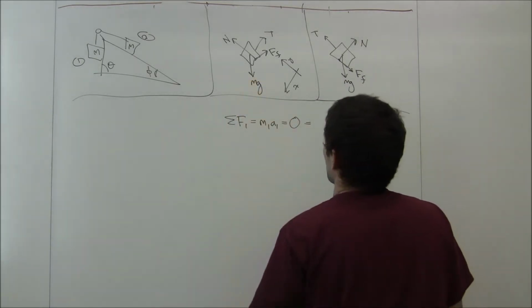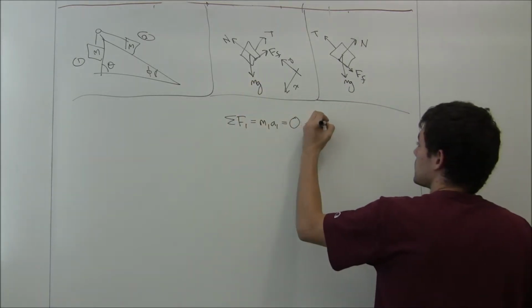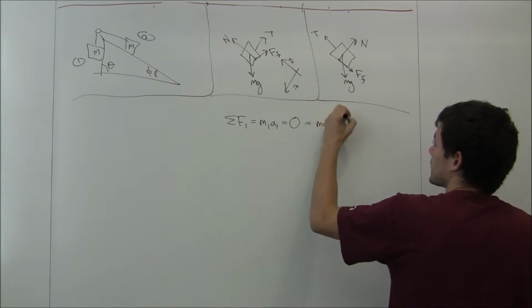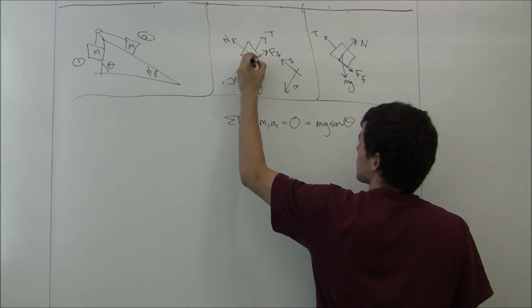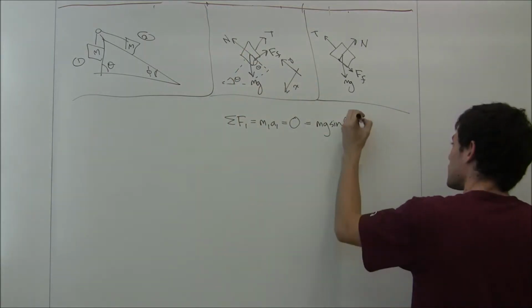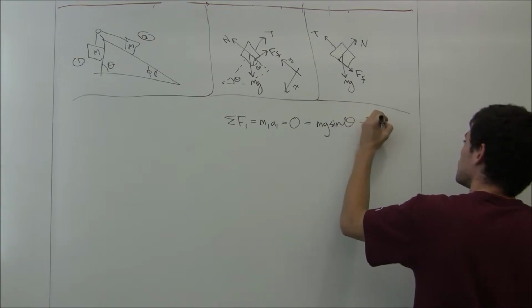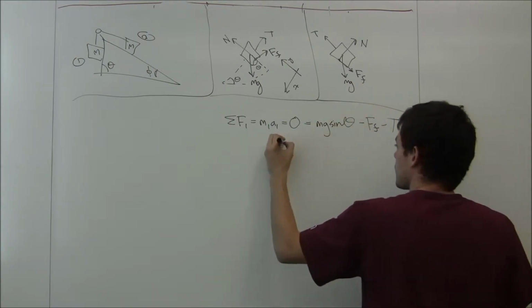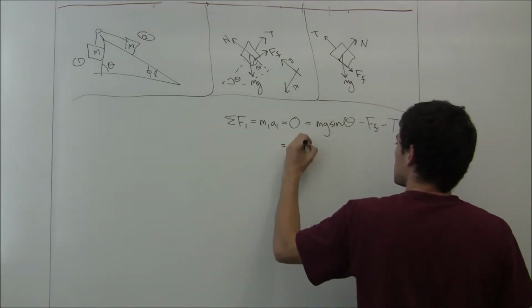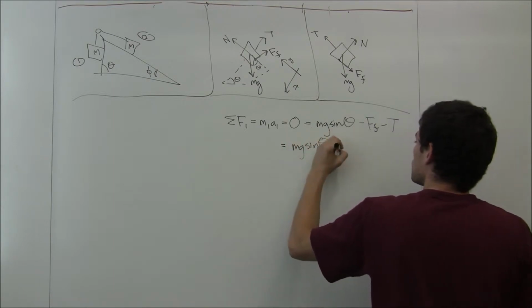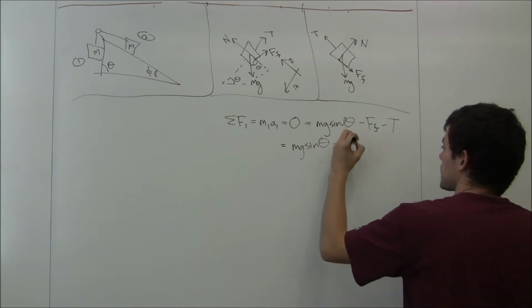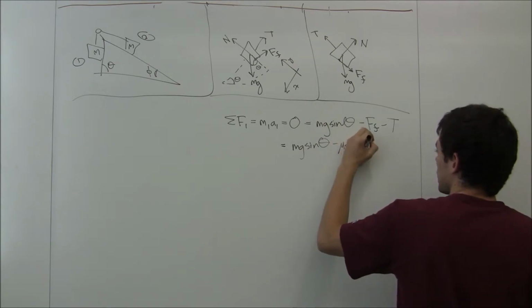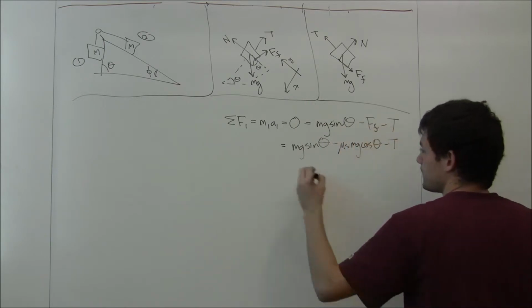So for block number 1, this is going to be mg times the sine of theta, because if this angle right here is theta, then that means that this angle right here also has to be theta. So we get mg sine theta minus the force of friction minus the tension force. And the force of friction is just going to be mu sub s times the normal force, which is mg cosine theta. And then we still have the tension force.